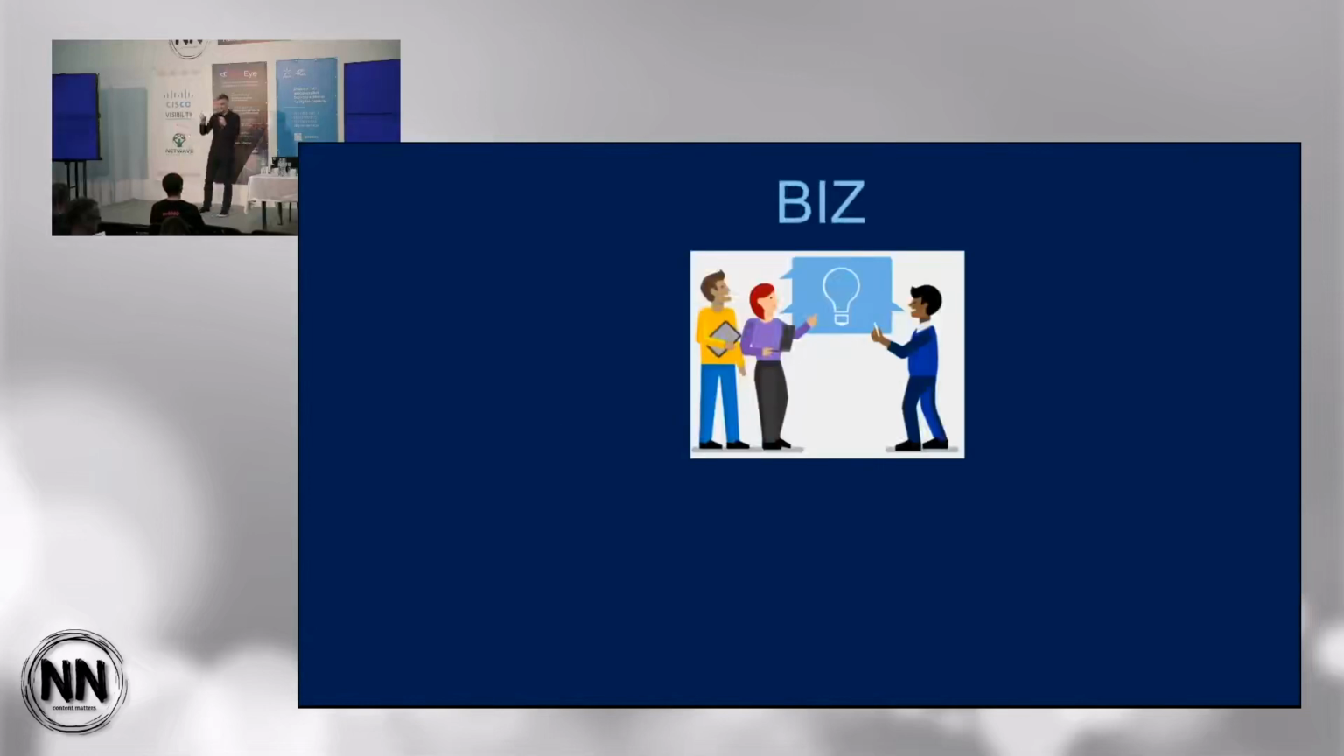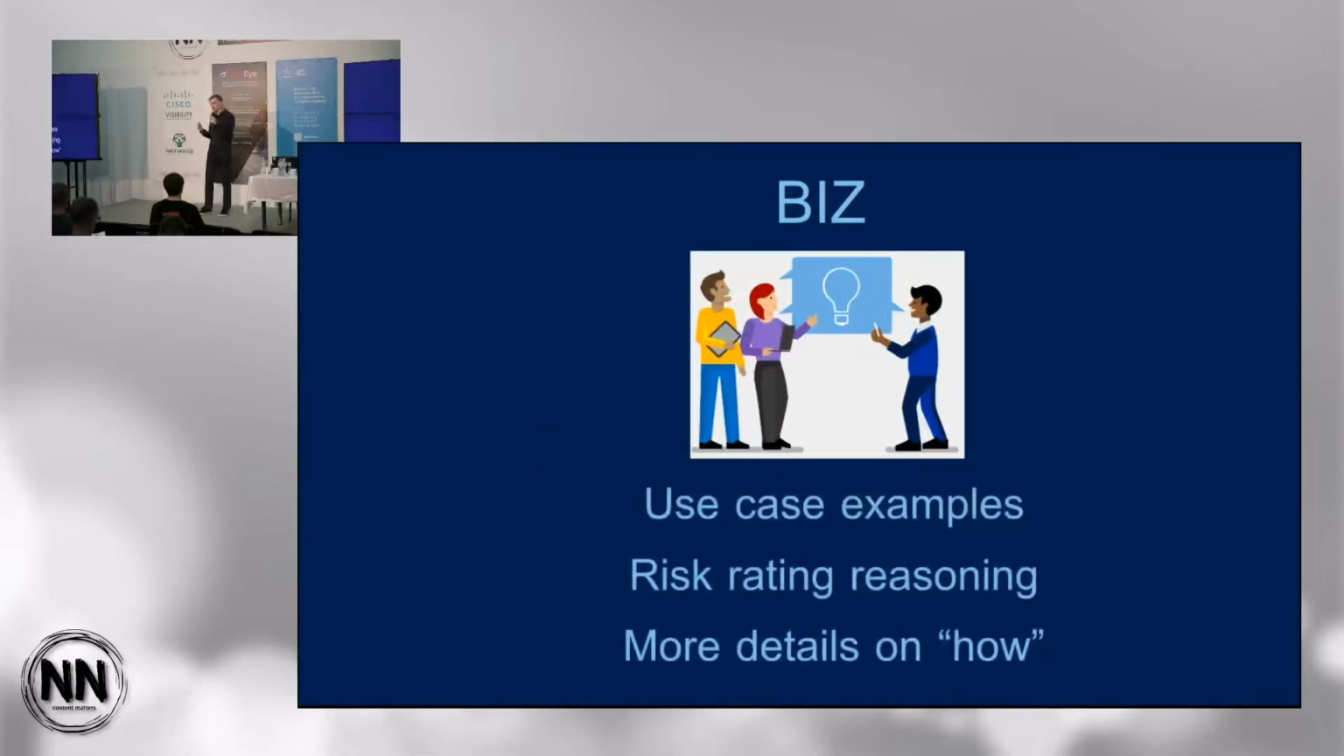If you feel that business is having more interest or being the end user of your report, try to add some use case examples. You can even add some real world examples, saying remote code execution led to this particular hack in 1958 or something. No, it didn't. Add risk rating reasoning. So why is critical critical?